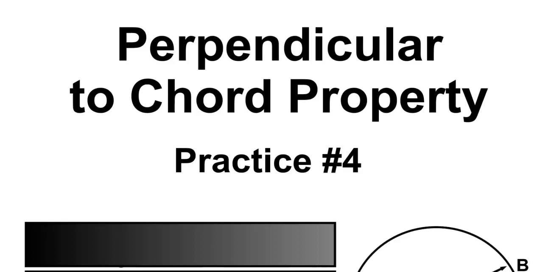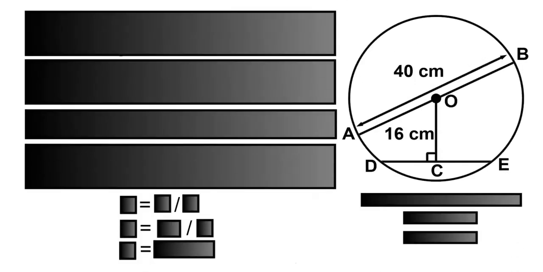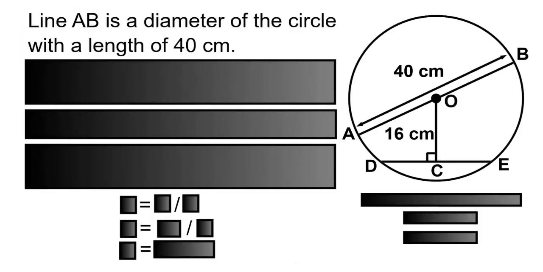Perpendicular to chord property, practice number 4. Line AB is a diameter of the circle. And remember, a diameter is a chord that goes from one side of the circle to the other and passes through the center of the circle. And the length of the diameter is going to be 40 centimeters.